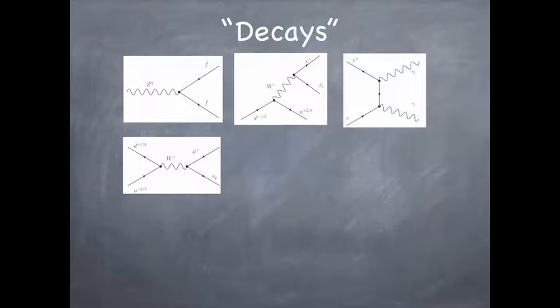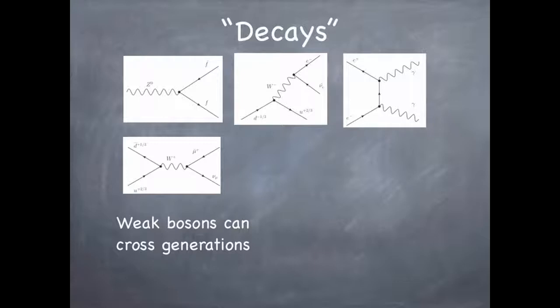So that's the idea. Notice that the weak bosons are interesting, the W plus, W minus, because they change flavors of particles. They change electrons into neutrinos. They change up quarks into down quarks. They can even change an up quark, for example, into a strange quark. And here's an example of that.